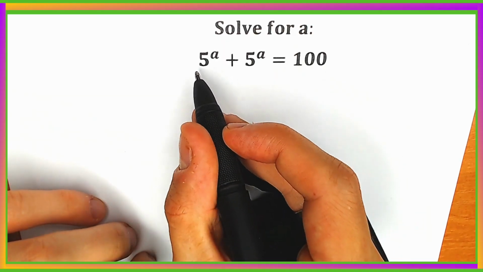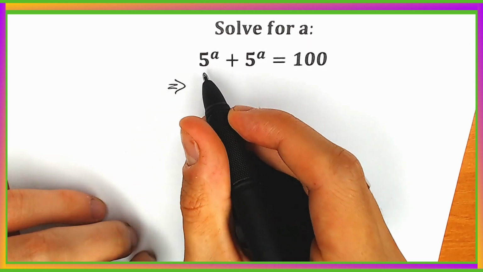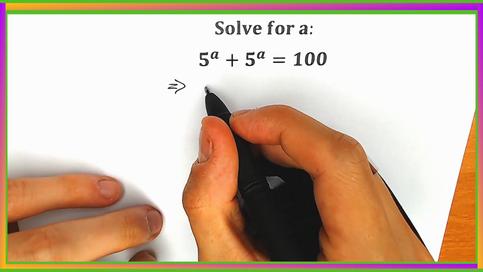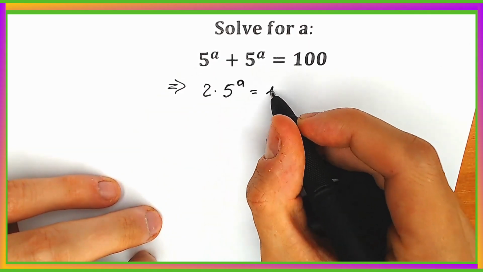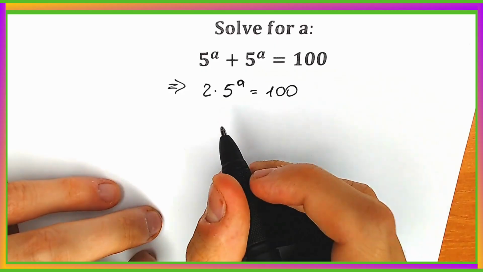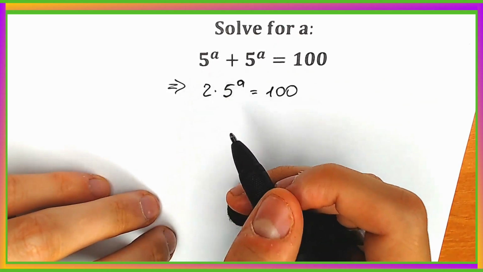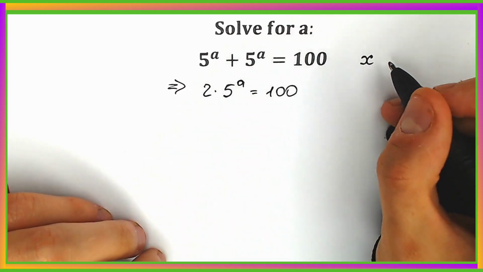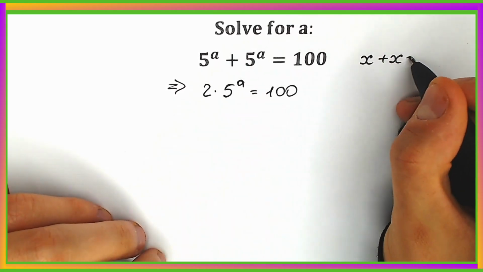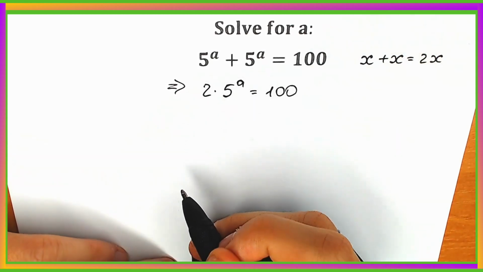So first of all, let's add 5 to the power a plus 5 to the power a. We can easily do this. 5 to the power a plus 5 to the power a equals 2 times 5 to the power a, equals 100. A lot of students might be asking, why can we add it? Here's the explanation. For example, say 5 to the power a equals x, and the other 5 to the power a is the same x, so we have x plus x, which is equal to 2x. That's why we have 2 times 5 to the power a.